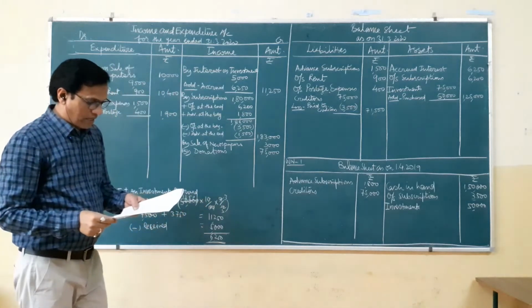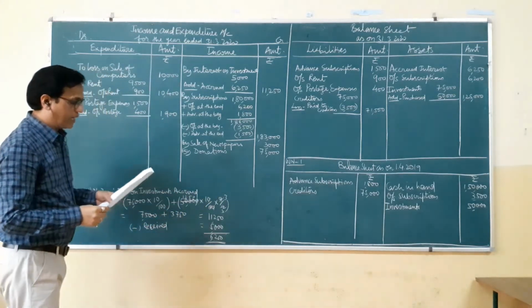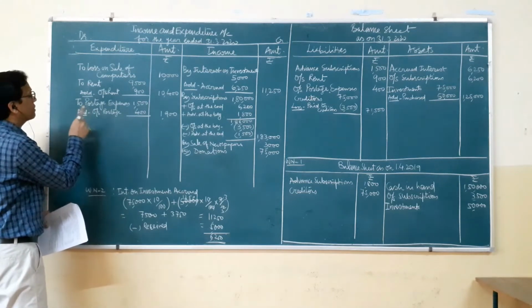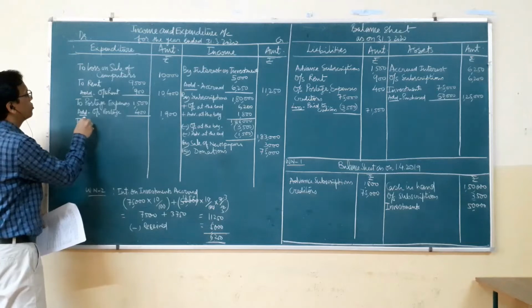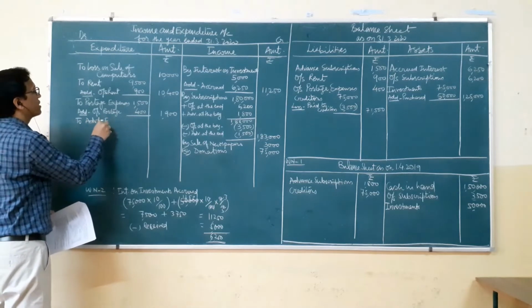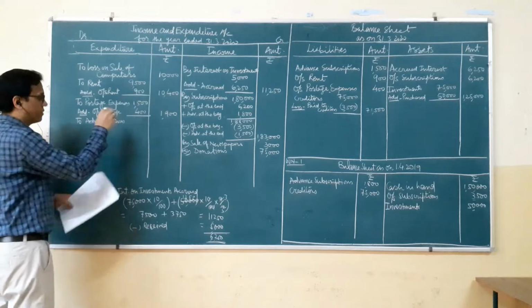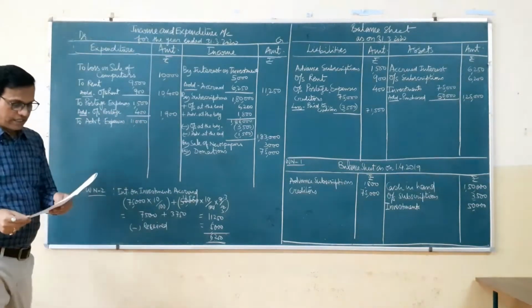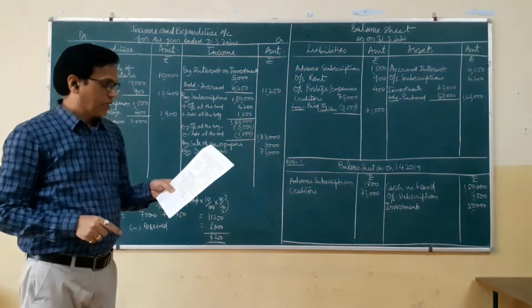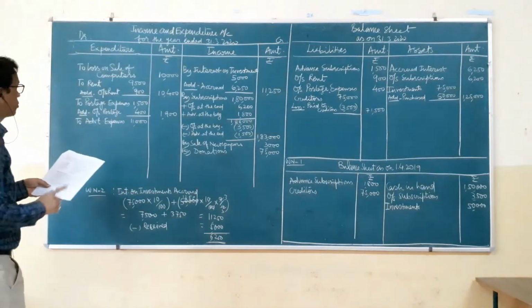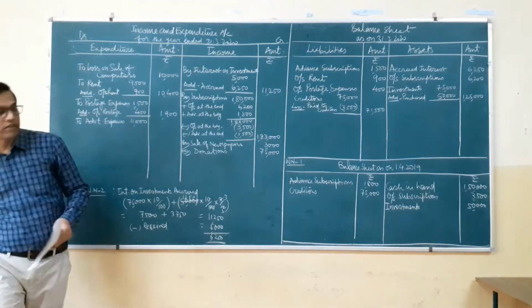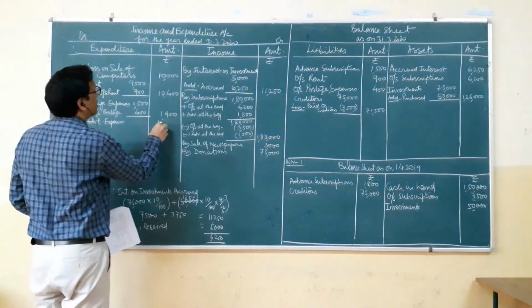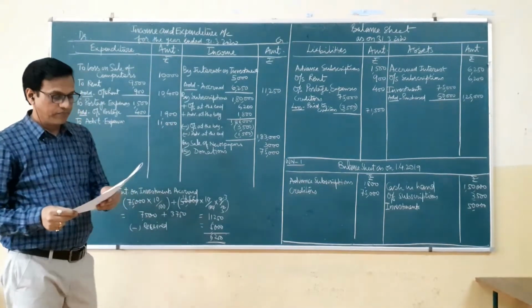Then next item is advertisement expenses. It will go to the receipts, income and expenditure account, expenditure side, to advertisement expenses, and they are given in the question as 11,000. Now the adjustment for it is in point 6. Outstanding, nothing is given, so 11,000 we will write in the amount column. No adjustment for advertisement expenses.